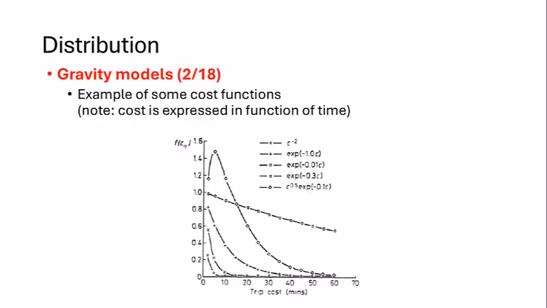Here we see some examples of cost functions. Typically, cost is expressed in time, but it can also represent distance or monetary values. The exponential function assumes that the probability of making a trip declines smoothly as cost increases. The power function, on the other hand, allows for a sharper drop-off at short distances and a slower decline at longer ones. Choosing the right function is crucial because it shapes how sensitive the model is to travel costs.